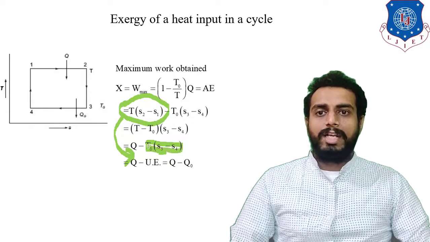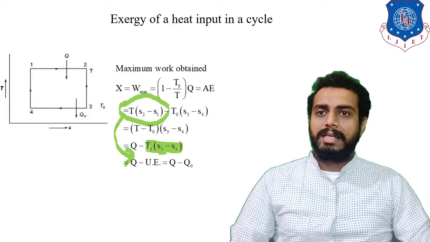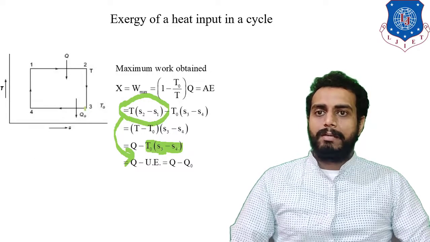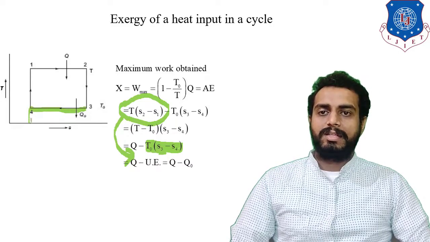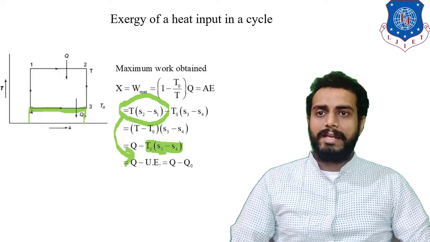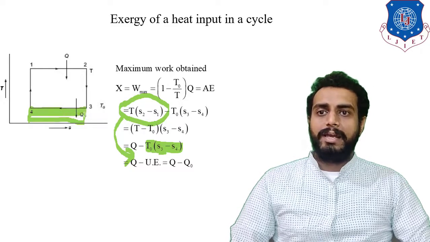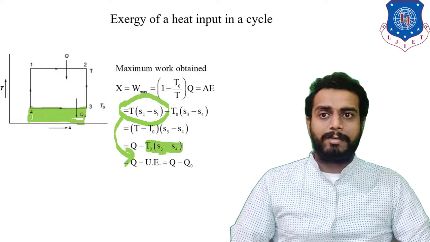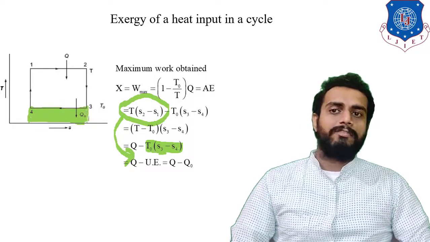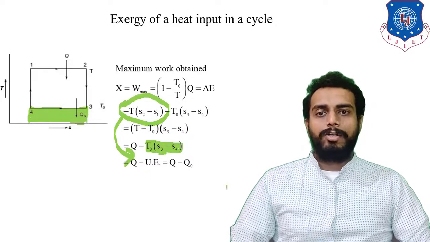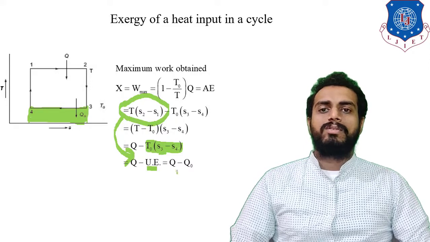So this unavailable energy is highlighted over here by the area under process 324. This whole area, students, will be called unavailable energy, and you are very well aware of this because I have already explained it to you. So the 324 area will be unavailable energy, or UE, which is equal to Q minus Q0.